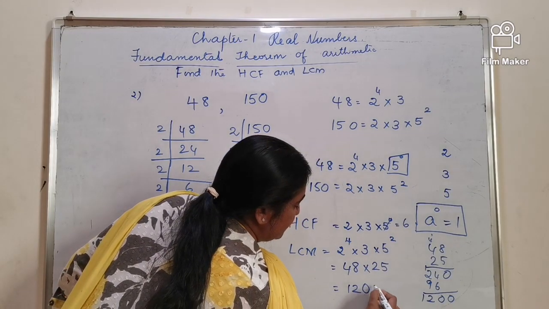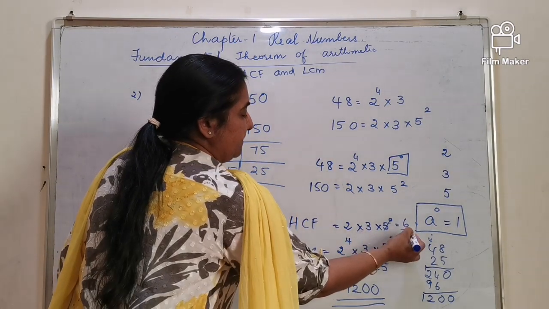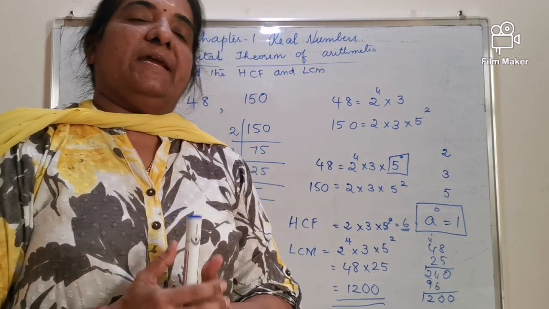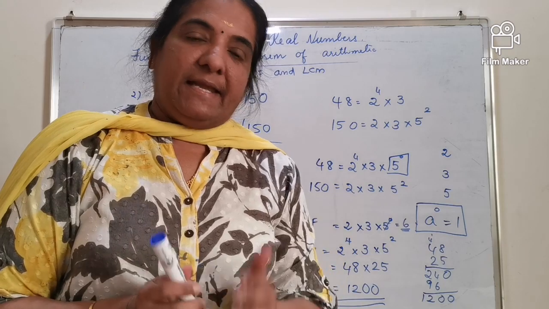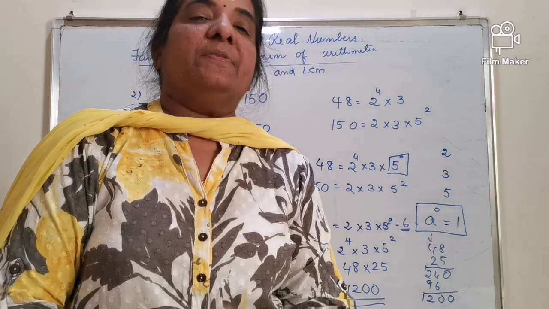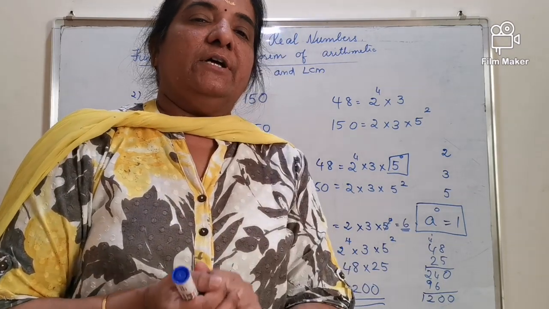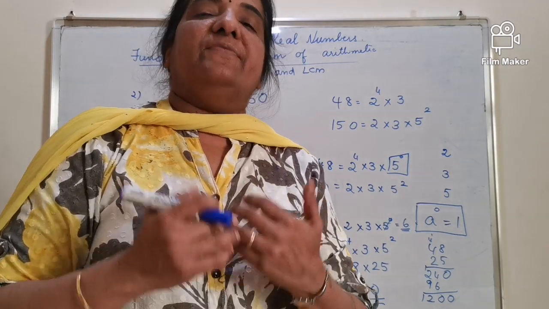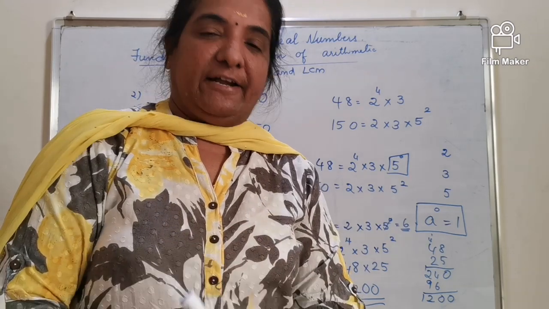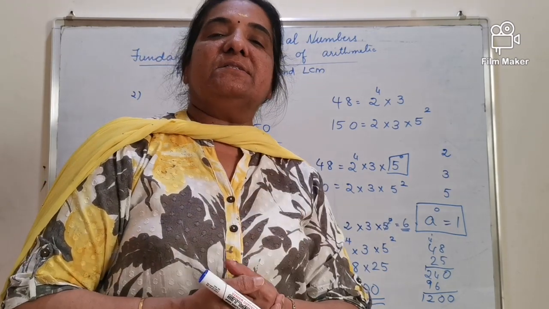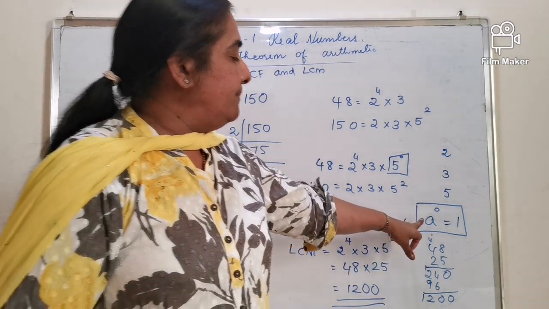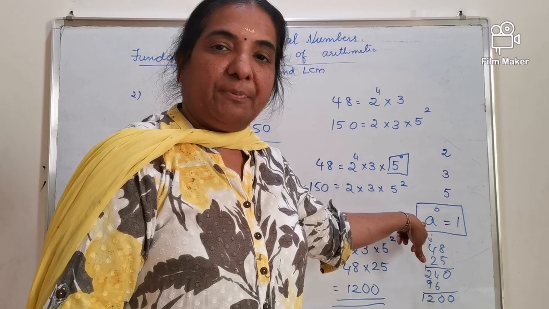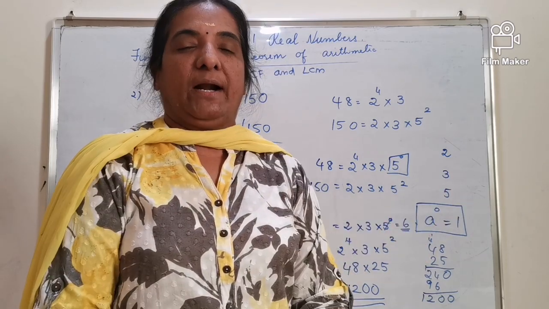The LCM is 1200. And now, once again, what is the rule for finding HCF and LCM? HCF is the product of the least power of the common factors, and LCM is the product of the highest power of common factors. So, to make the factors common, you can take the help of the law of exponents, as the last law, a to the power of 0 is equal to 1.